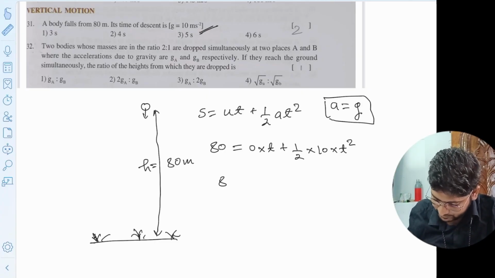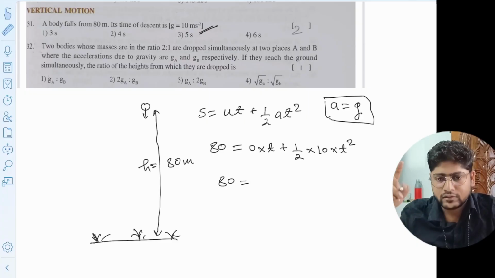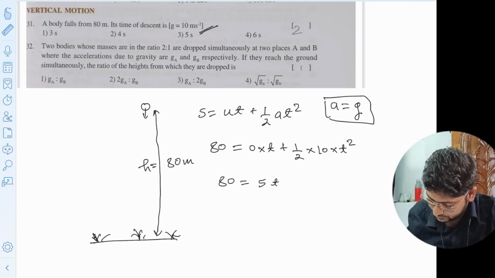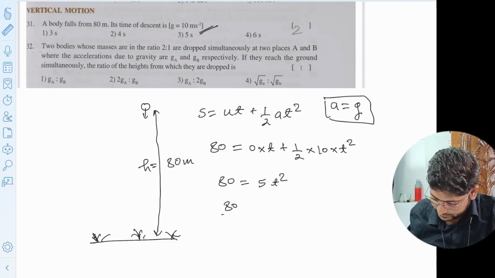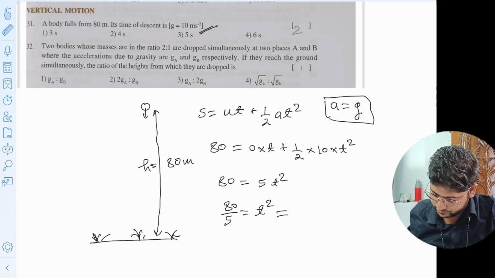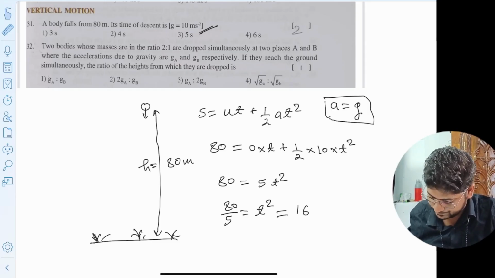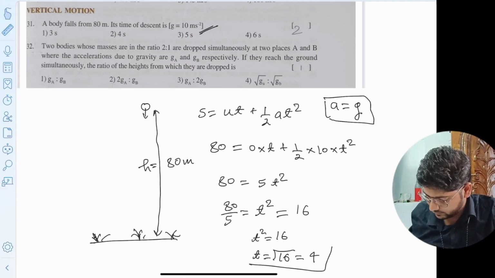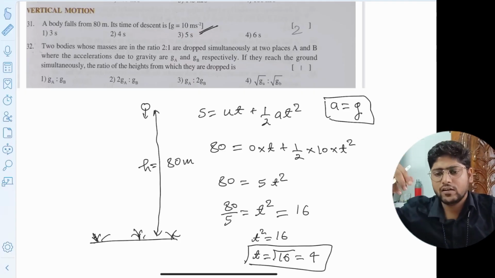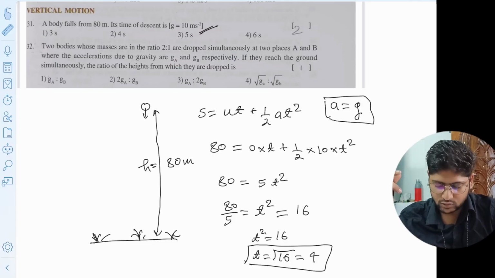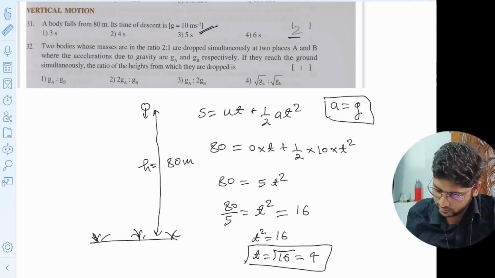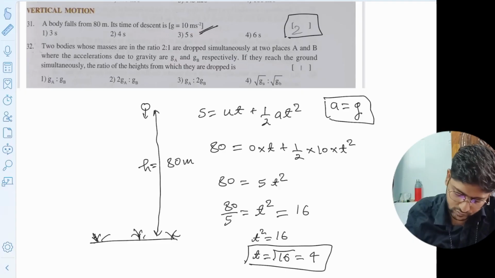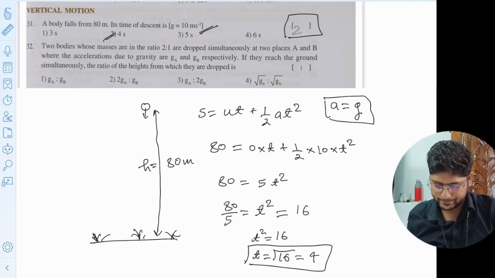So now it will be 80 equals 10 divided by 2, which is 5, t square. After that, 80 divided by 5 equals t square. So t square equals 16, which means t equals square root of 16 equals 4. So our time is 4 seconds. When the body falls, after 4 seconds it will come downward. So that is the time of descent. So here the answer is option 2, 4 seconds. So the first question is done.